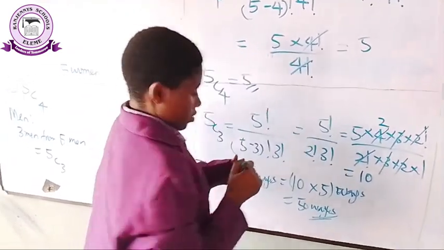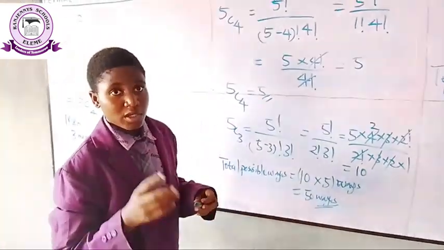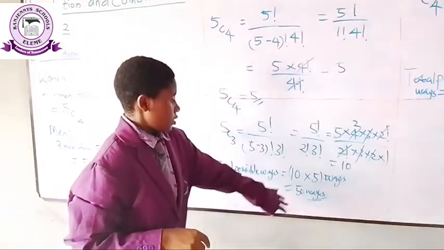Therefore, the total possible ways of having a committee where these 2 particular women are not on is 50 ways.